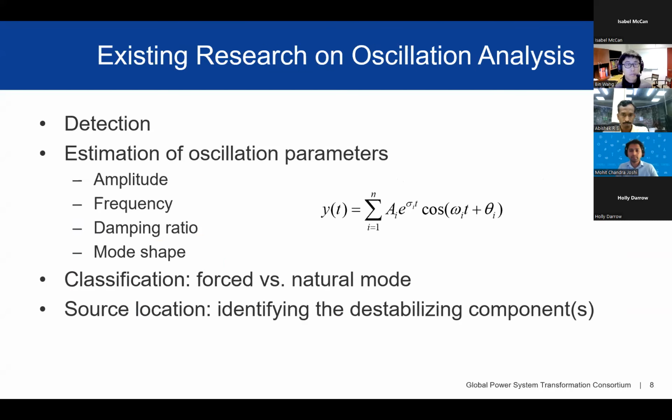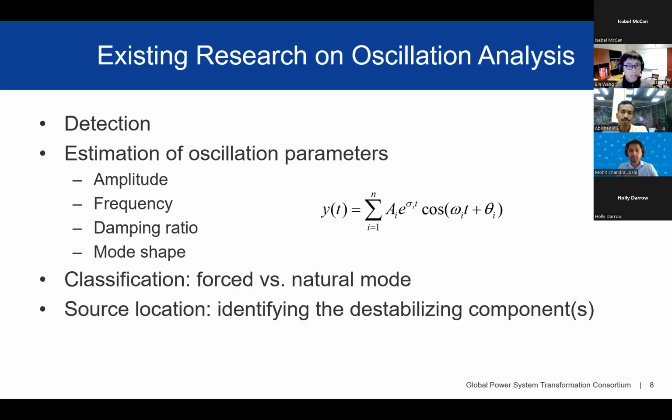If we look at the existing research, most of it is focusing on detection and monitoring. Basically, it can help check the existence of the oscillation or provide a good characterization of the oscillations, for example, to find their amplitude, frequency, damping ratio, and even mode shape. This can help us establish a better understanding of what's happening, but it may not help us with what to do about the oscillation. How can we mitigate them?